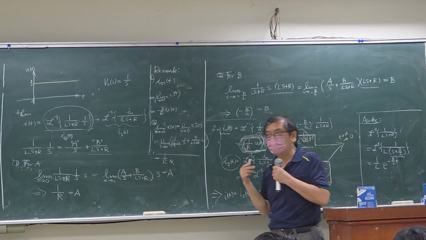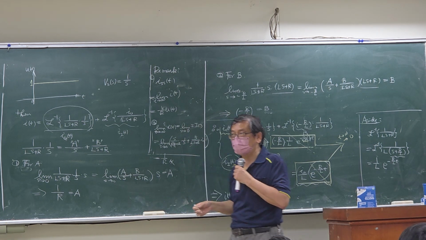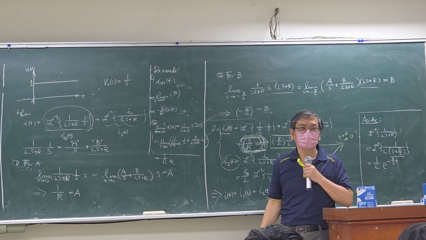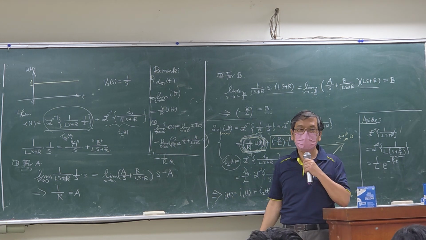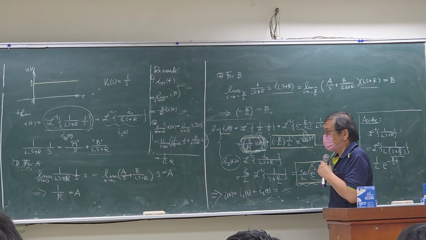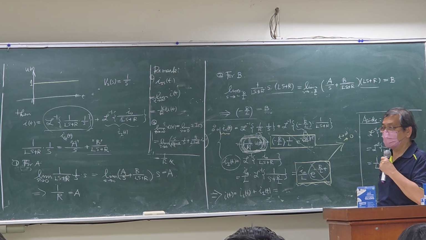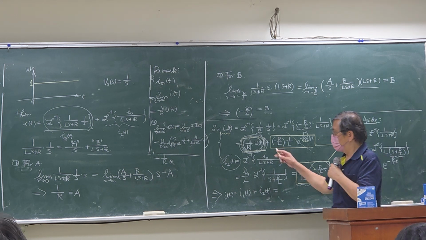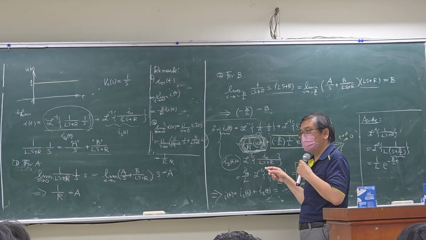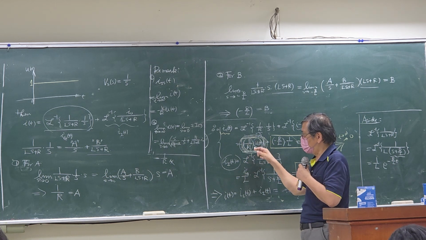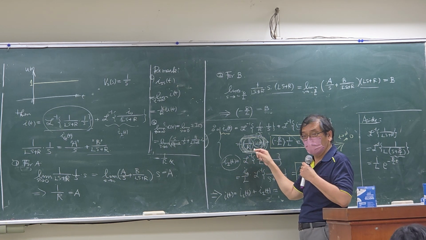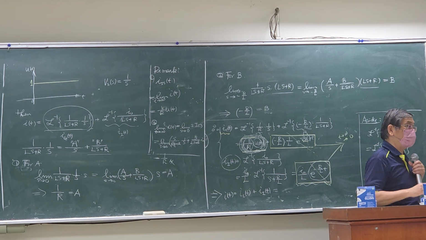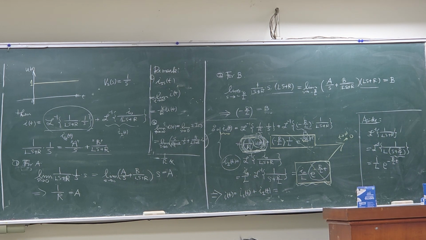So actually, the final value theorem is to determine the coefficient of the step response. That's it. Let me repeat that again. The final value theorem, or sometimes called the terminal value theorem, is trying to determine the coefficient of the unit step response. That's it. Period. That's the physical meaning of the terminal value or final value theorem.